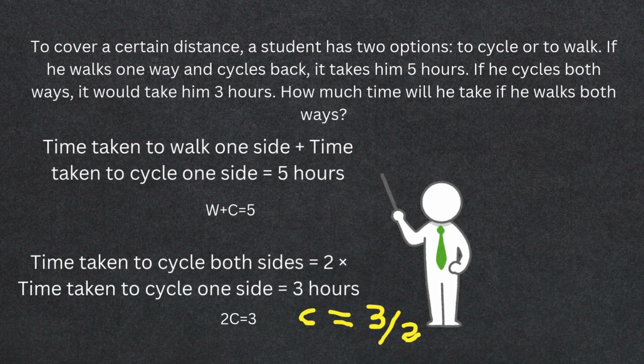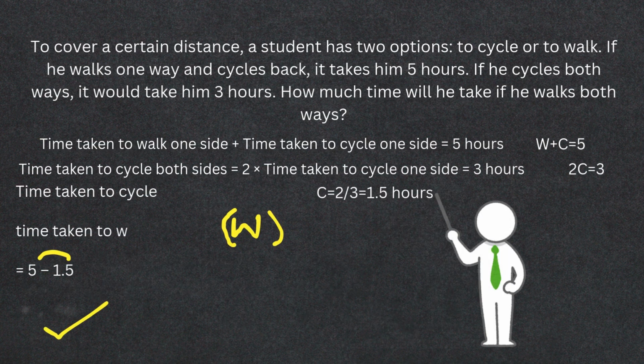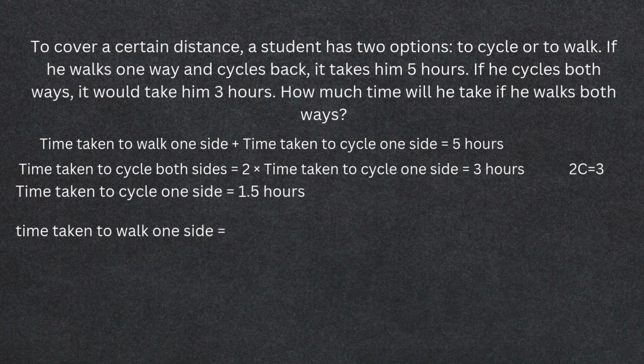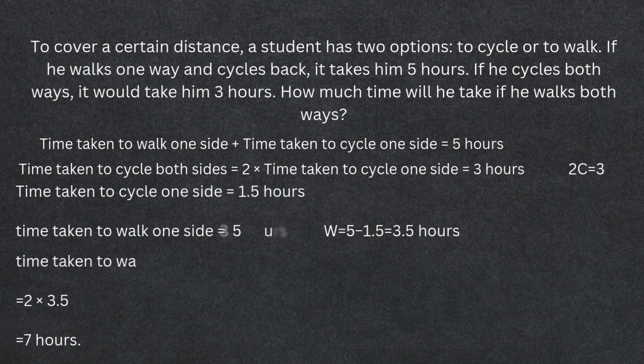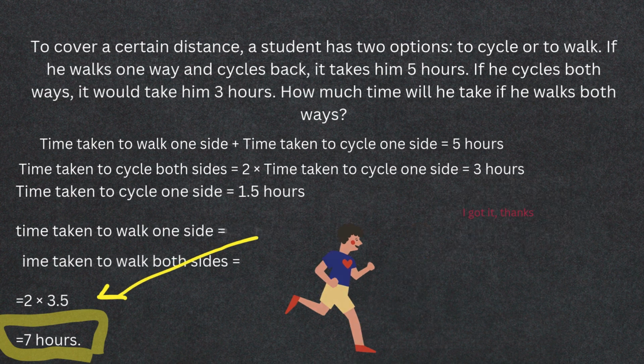Now we substitute this into the first equation. W plus 1.5 equals 5. So solving for W, W equals 5 minus 1.5, we get 3.5 hours. Let's find the time for walking both ways. Since walking one way takes 3.5 hours, the total time for walking both ways is 2 into 3.5, we get 7 hours. If the student wants to walk both ways, it will take 7 hours. Let's go to the next sum.